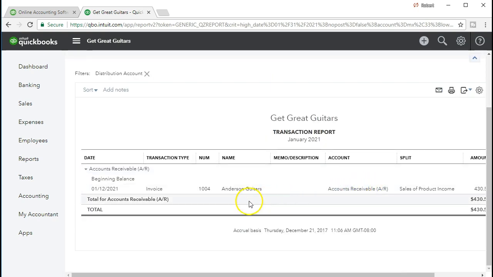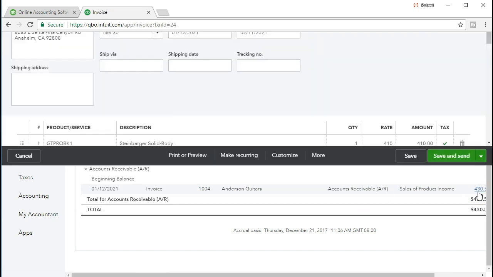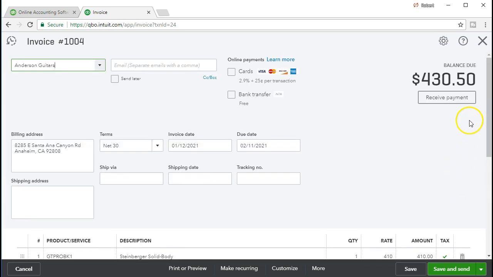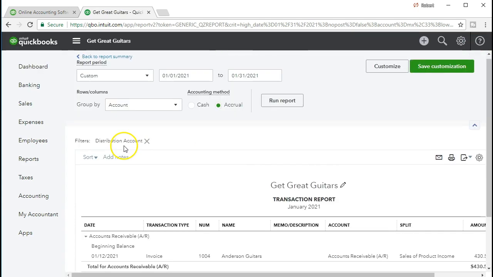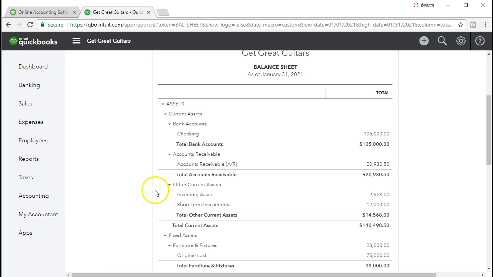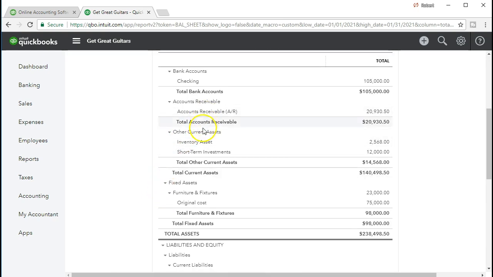Within the detail, we see this accounts receivable. There's our invoice for 1004. If there's the 430, if we click on that, then we get back to our invoice here. There's the 430. That looks where it's being affected. So we'll close this back out, see what else is going on. And we're going to scroll back up. We're going to go back to report summary. We'll scroll back down. So that was accounts receivable.